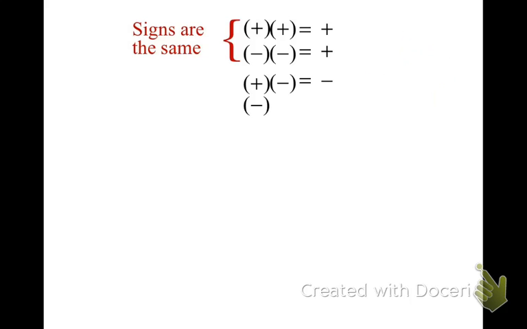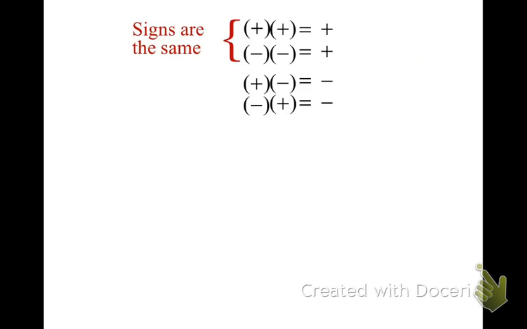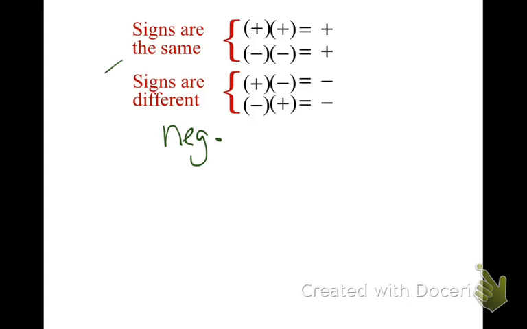Then, if I flip them around, if I have a negative times a positive, is that going to make any difference? The answer is no. We draw a triangle, minus, minus. So let's say we do a negative times a positive. What do I have left over? A negative as well. So my answer is also going to be a negative. So when the signs are different, we're always going to get a negative answer. So I want this in your notes as well.